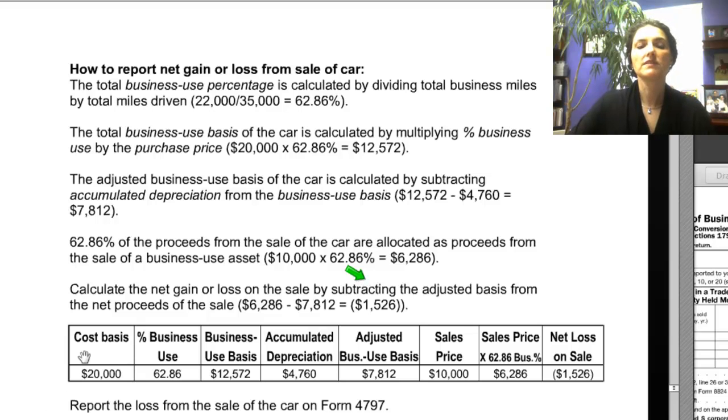So here's a little chart to help clarify what we just did. Cost basis is $20,000. Business use percentage is 62.86%. Business use basis is therefore $12,572.